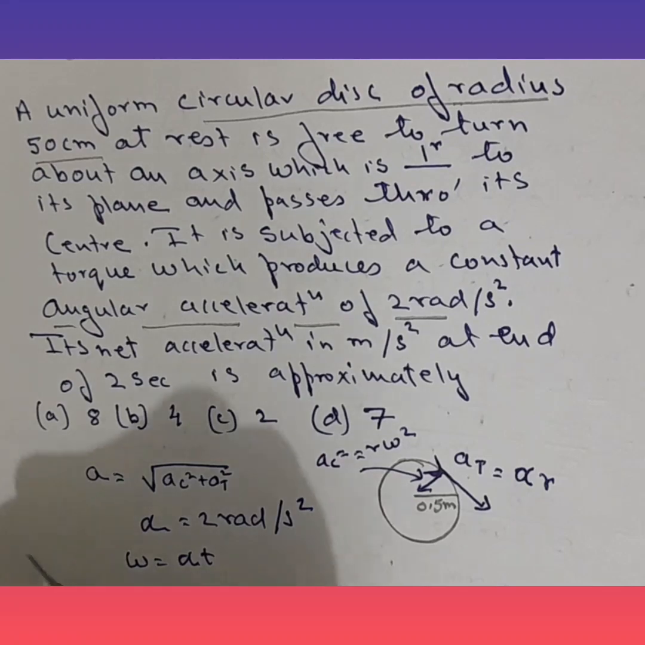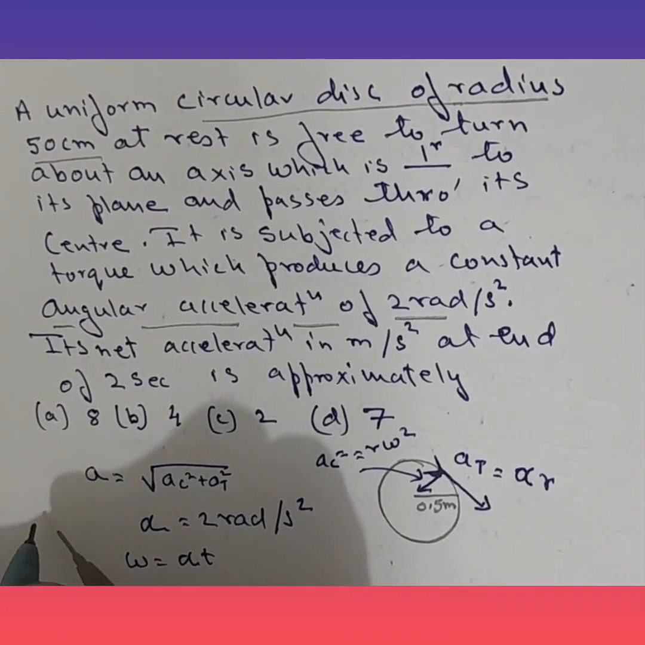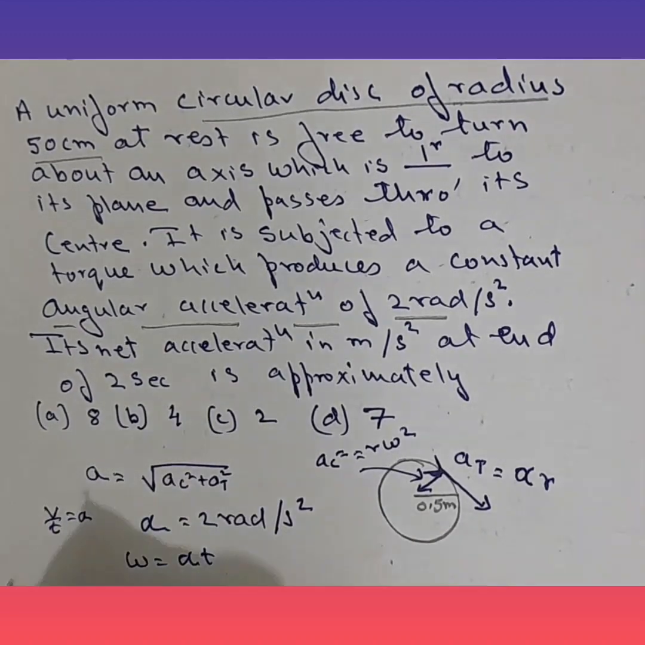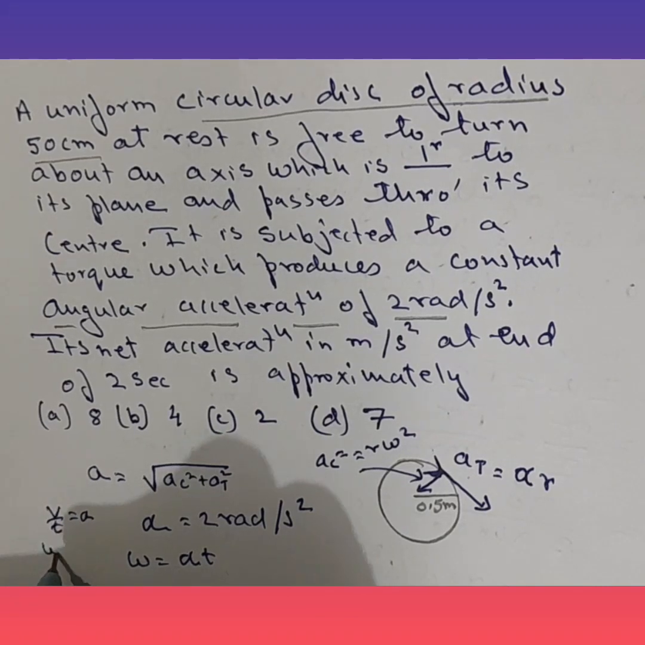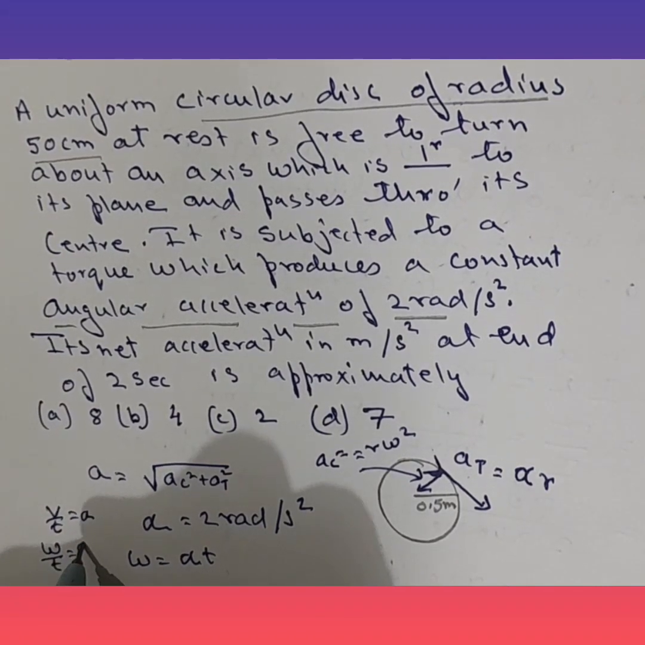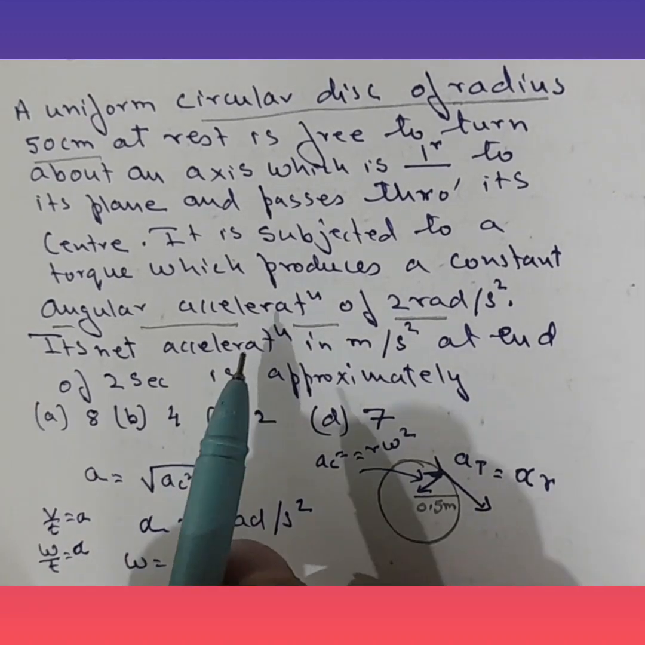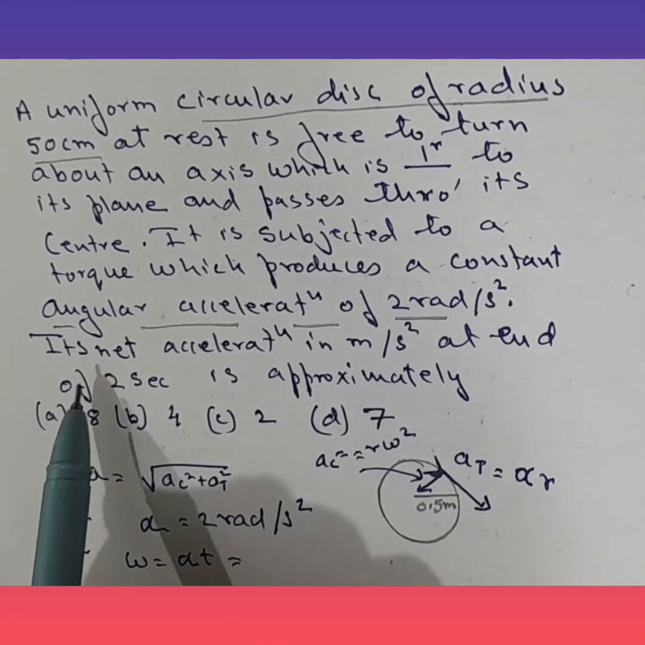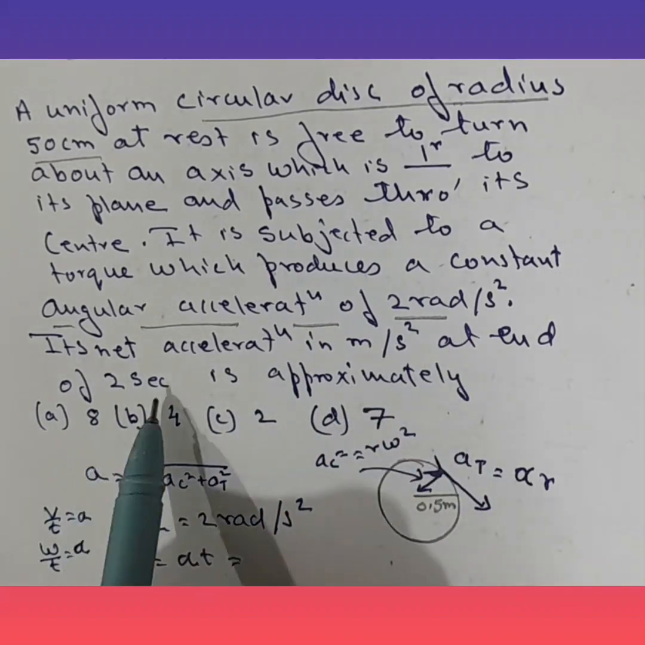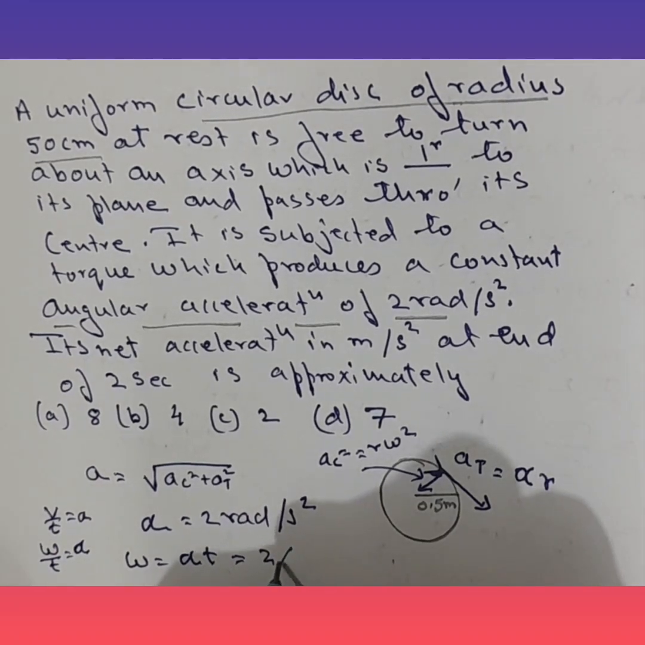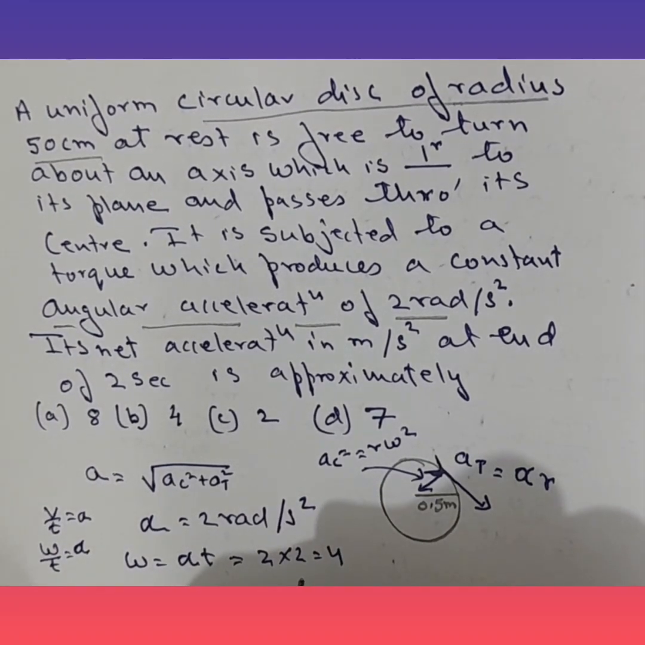So we know acceleration. If I go back to linear, in case of linear, v by t is acceleration. Similarly here also, omega upon t is angular acceleration. So therefore omega would be alpha t. What we are interested in is the net acceleration in meter at the end of 2 seconds. So our time is 2 seconds, right? t is 2 seconds, so it would be 2 into 2 is equal to 4. All right.